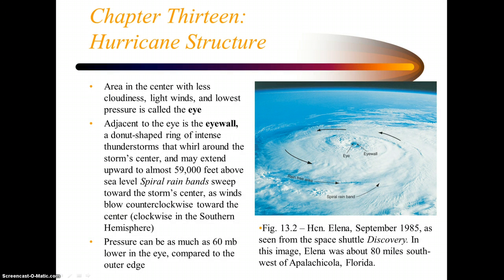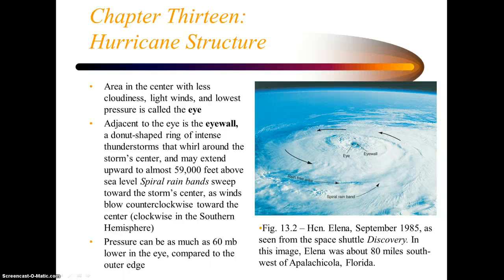So let's look at hurricane structure now. In the center of the hurricane, there is this area with less cloudiness and light winds, where the air is actually sinking, not rising, and this is called the eye. Adjacent to the eye is an area called the eye wall, which is kind of a donut-shaped ring of the most intense thunderstorms that whirl around the storm center. And the tops of those thunderstorms can go 59,000 feet above sea level, which is just astounding.